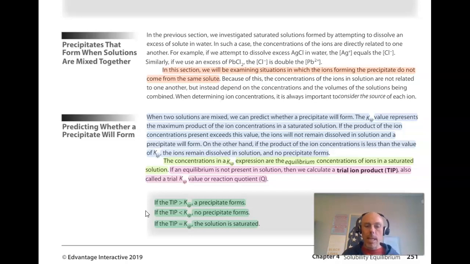If they happen to be equal, then that's when the solution is just at its saturation point and a precipitate hasn't yet formed, but if any more of either ion were added, then that solution would form a precipitate. Let's see how these sample problems look.